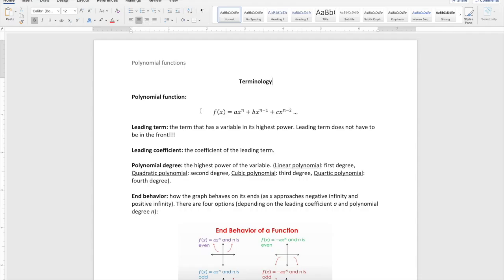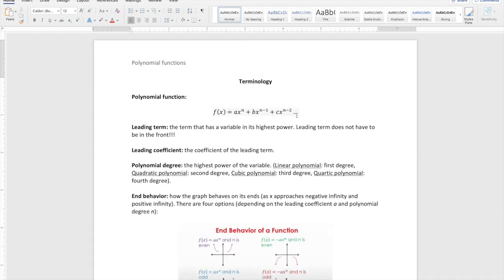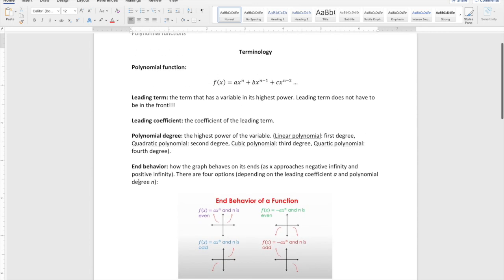Here is the definition of a polynomial function. So a polynomial function f of x is just that, a polynomial. In this definition, you have three terms: ax to the power of n, bx to the power of n minus 1, cx to the power of n minus 2, and you may continue on and on. And I wrote down these definitions here, so let's go through them quickly.